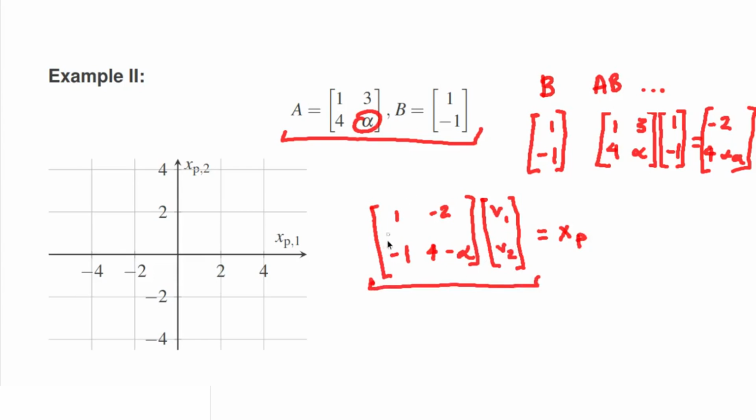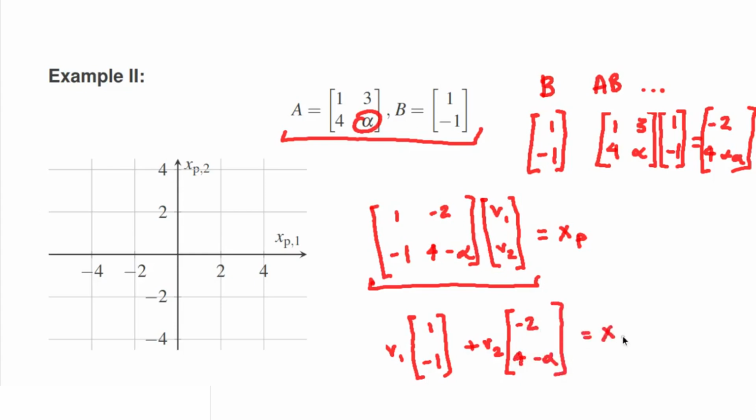So, like before, the two vectors we have to consider are v1 multiplied by the first column of the controllability matrix, 1, minus 1. And to this we add v2 multiplied by the second column, which is minus 2, 4 minus alpha. And we want to set all of this equal to our point in the state space xp.